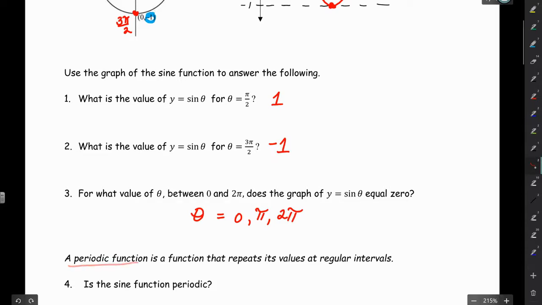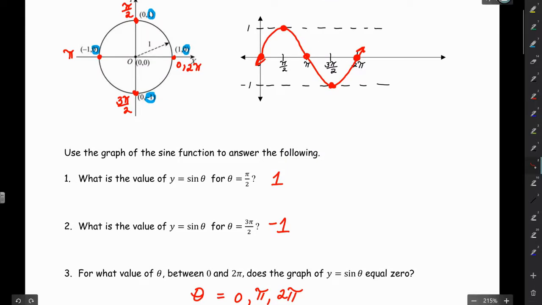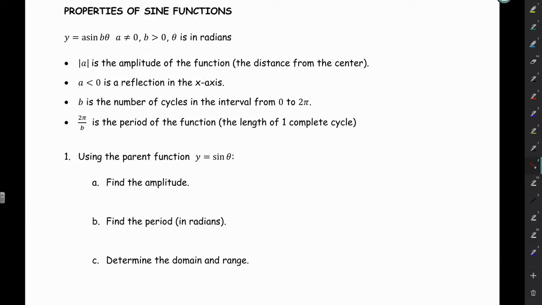A periodic function is a function that repeats its values at regular intervals. Is the sine function periodic? Yes. Like I said, we're going to continually repeat this pattern to the right, and it also repeats to the left. Here we have properties of sine functions.